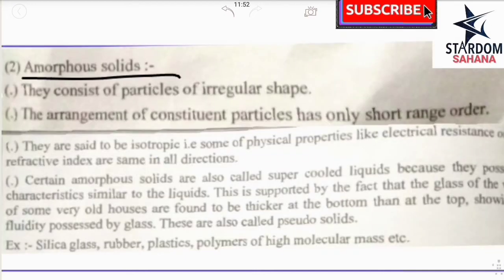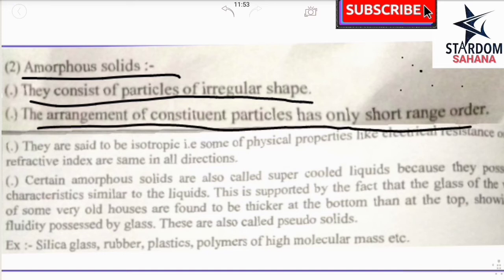Amorphous solids are the second part, on the basis of the order of nature present. They consist of particles of an irregular shape. They do not have a definite shape at all. For example, powder does not have any shape. The arrangement of constituent particles has only short range order. They do not have long range order.